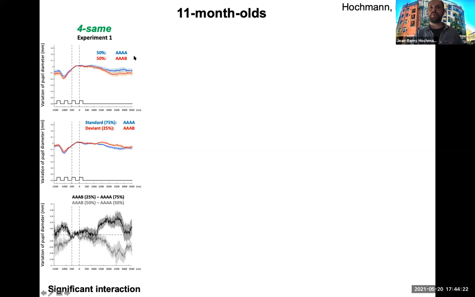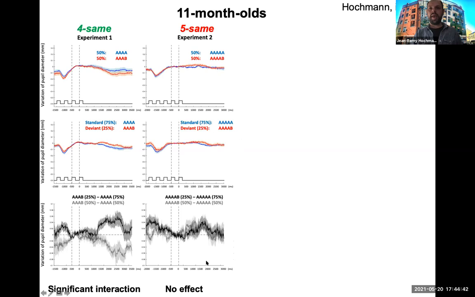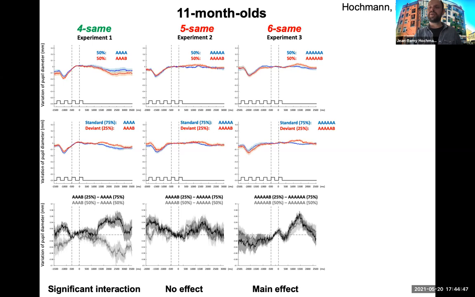Okay. Now what's happening with five? Again, no local effect of the AB transition, but also no effect in the experimental group, where you have more five-same sequences than four-same-one-different. With six, we see again no interaction. What we see here is a main effect, that is, it seems that the sequences AAAAB by themselves elicit pupil dilation, but there's absolutely no interaction between the two groups.